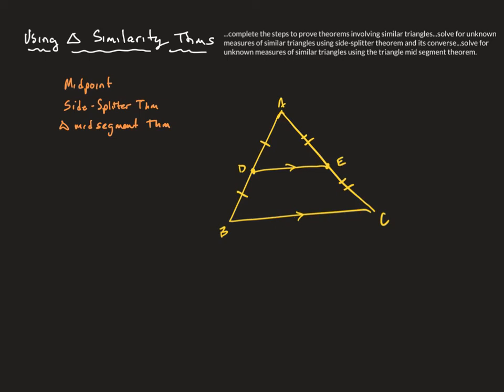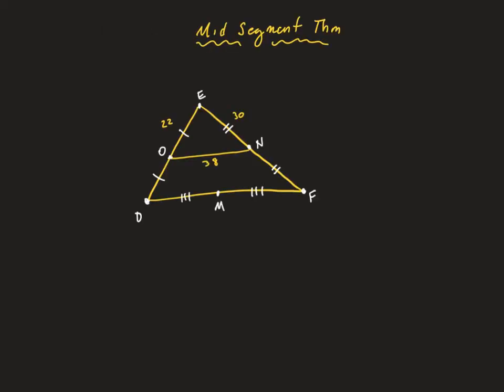And we will be able to apply that midsegment theorem. So using the midsegment theorem, I should be able to look at this diagram and pull out some stuff. I should be able to say that it looks like point O is a midsegment of ED, point N is a midsegment of EF, and point M is going to be a midsegment of DF.